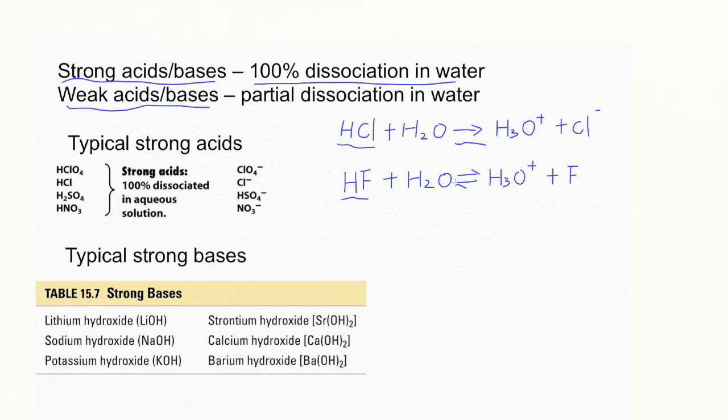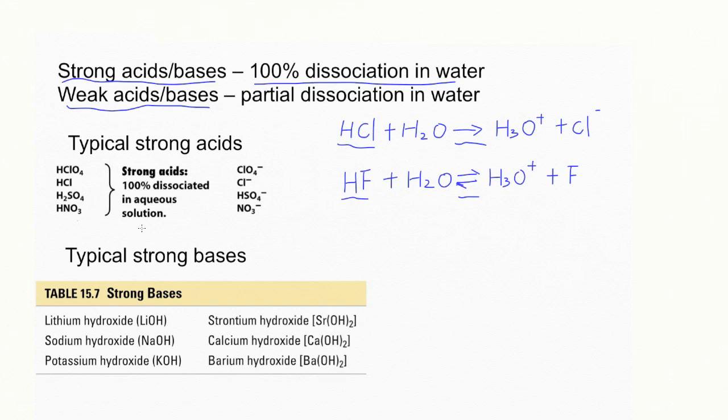So in order to distinguish the strong acid and weak acid, for weak acid we use this two-way arrow to indicate that you will establish an equilibrium state once you dissolve the weak acid in water. Alright, so this is the difference between a strong acid, strong base, and weak acid and weak base.